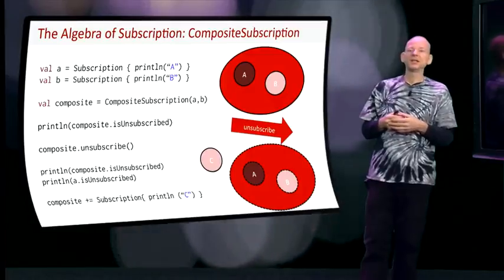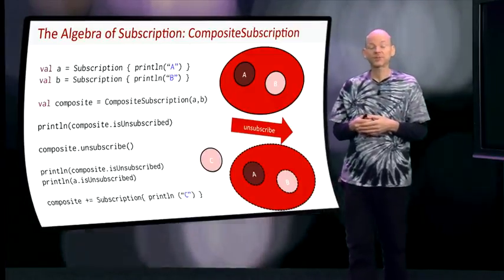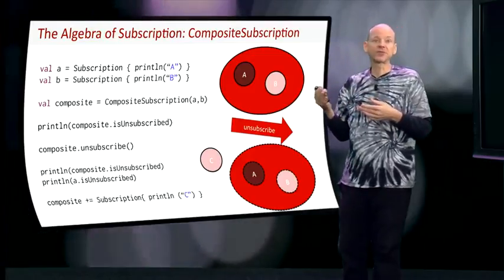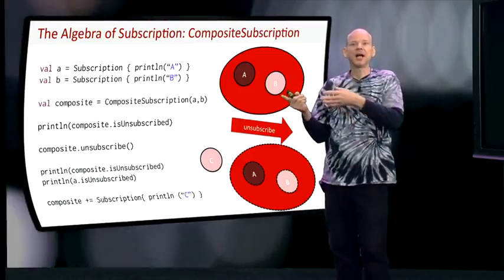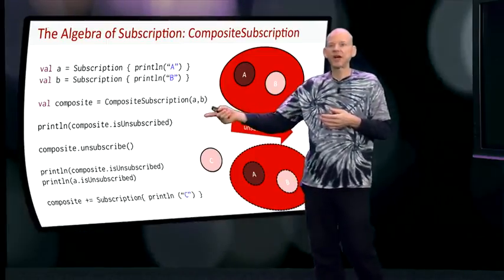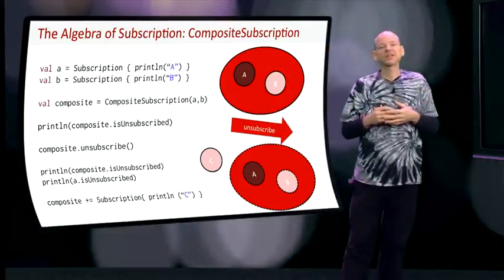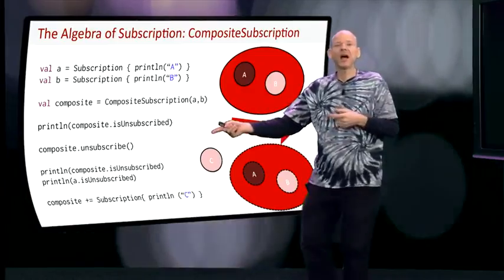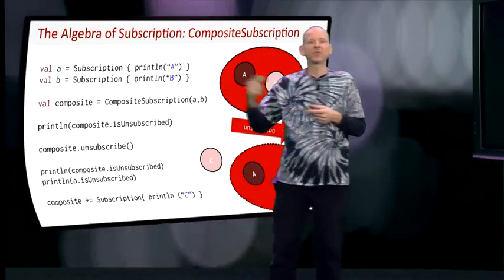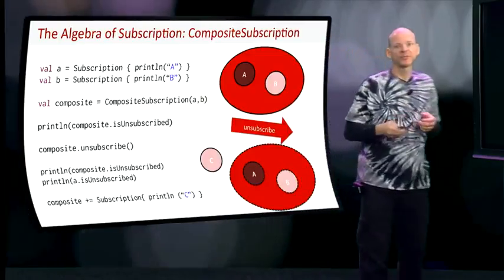Here's a simple example of a composite subscription. As I said, it's a group of subscriptions. So if I have subscriptions A and B, I add them to my composite subscription. I ask, are you unsubscribed? It says no, because it's not yet unsubscribed. Now I unsubscribe the composite, and now the inner ones will be unsubscribed.